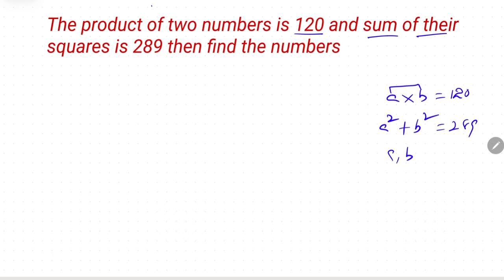When we have this type of problem, we have two variables, a comma b, and we are given their product and the sum of their squares. Therefore, to get a comma b, we should get the a plus b value and also a minus b. Whenever we have the sum and difference of these two variables, on solving and cancellation we get 2a equal to some value.